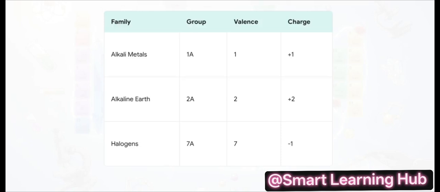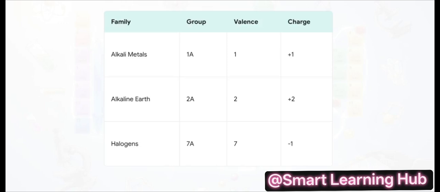Look at Group 1A, the alkali metals. They have 1 valence electron, so they give it away to form a +1 charge. Group 2A, the alkaline earth metals, have 2 valence electrons, forming a +2 charge. Then, jumping way over to the nonmetals, Group 7A, the halogens like fluorine and chlorine, have 7 valence electrons. They desperately need just 1 more to reach a happy 8, so they take 1, forming a -1 charge.